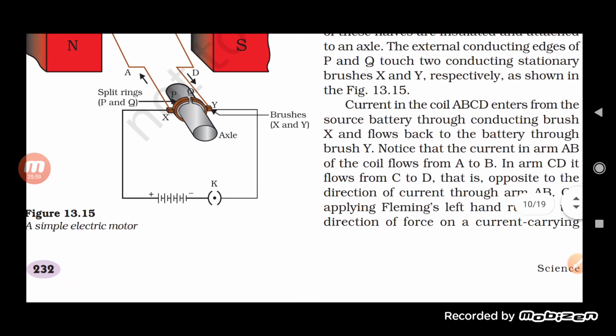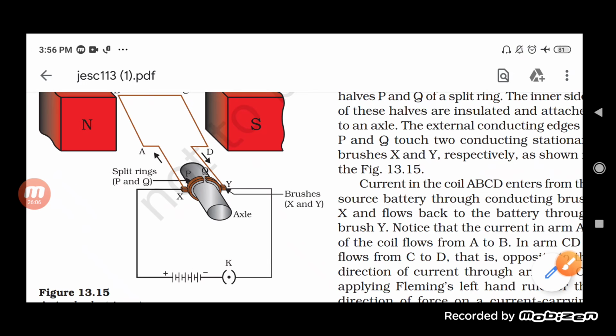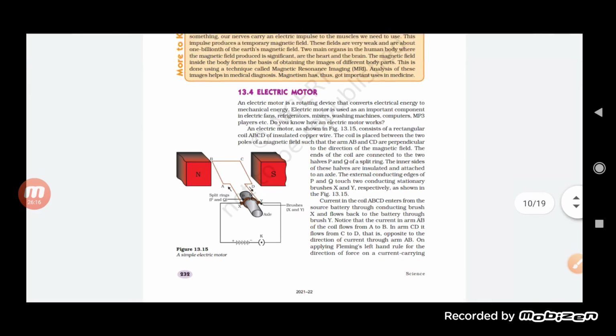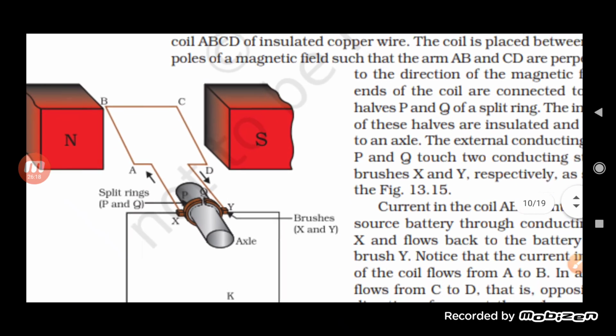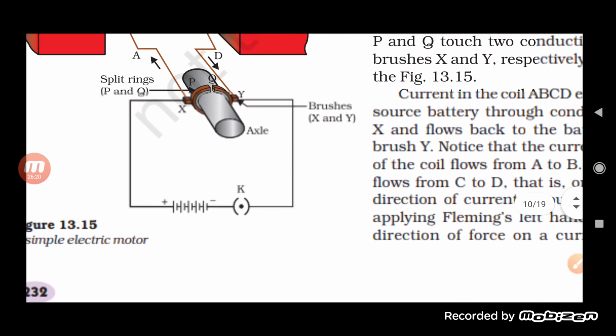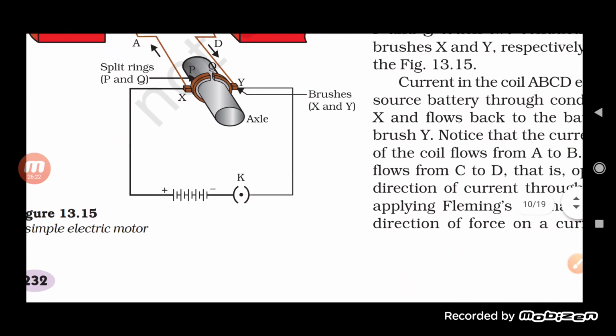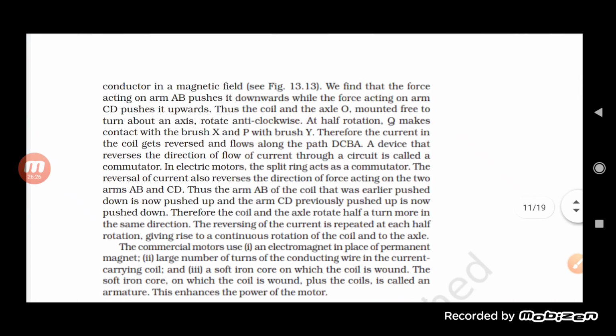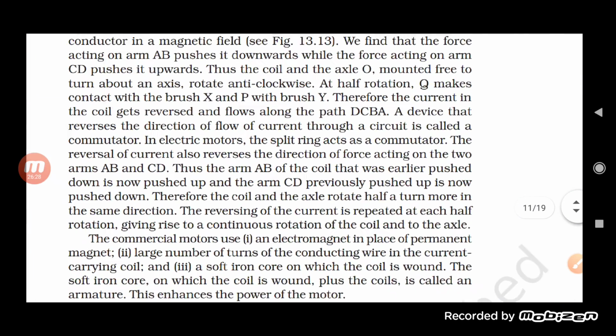But what happens at half rotation? Q will make contact with brush X and P with brush Y. So when the current flows and reaches X, Q comes in contact with X and P comes in contact with Y. Due to this, students, as you can see here, the current gets interchanged. The current which was moving in the clockwise direction starts moving in the anti-clockwise direction.